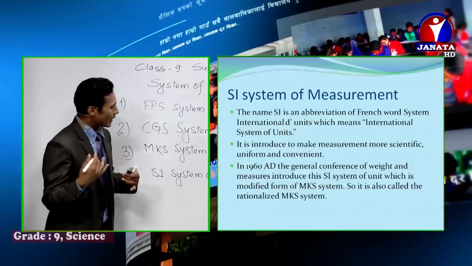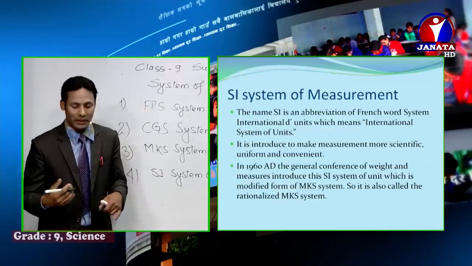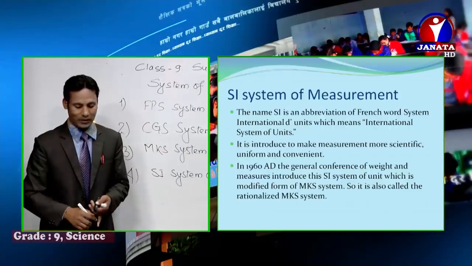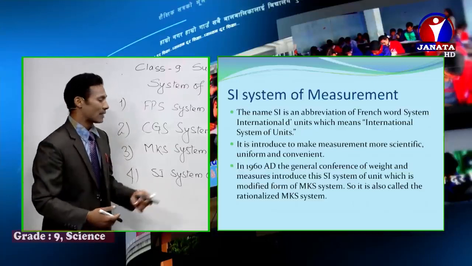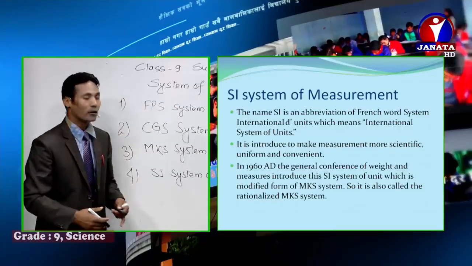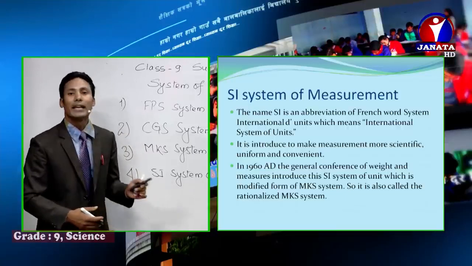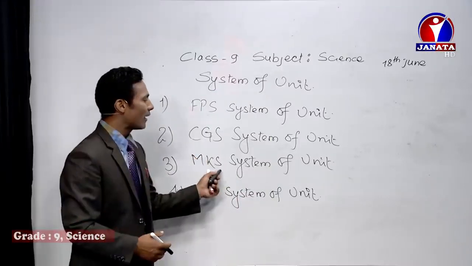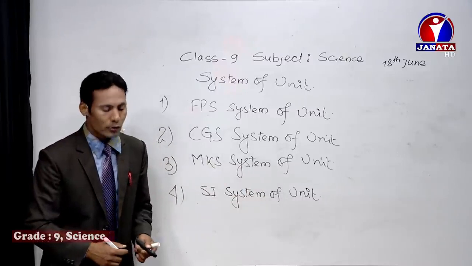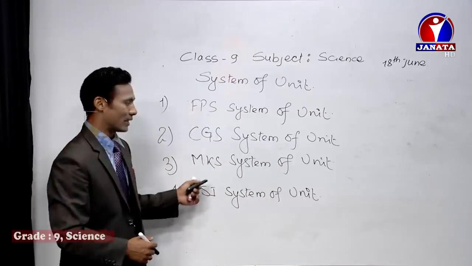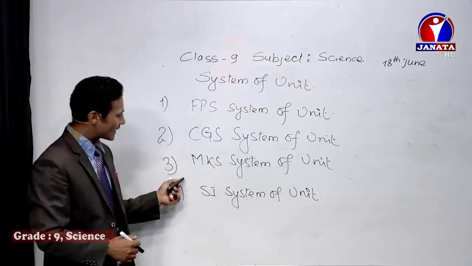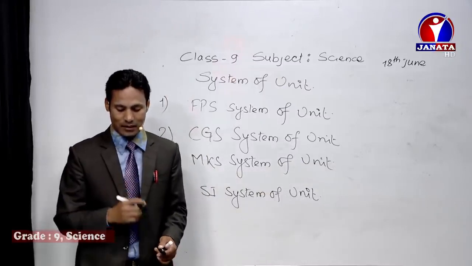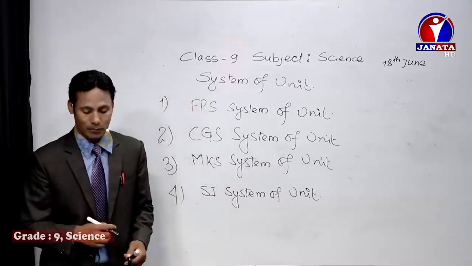And it was prepared in 1960 AD with the help of the General Conference of Weights and Measures, which introduced the SI system of unit. As it is required for global trade, this system of unit was introduced. And this SI system of unit is a modified form of the MKS system of unit. That's why it is also called the rationalized MKS system of unit. This SI system of unit is derived from the MKS system of unit, so it is called the rationalized MKS system of unit.